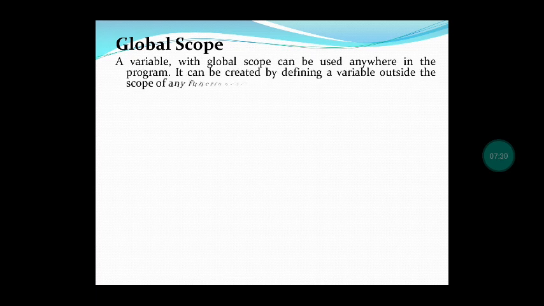Next, we will see about the global scope. The global scope can be declared or used anywhere in the program, and it can be defined outside the scope of any function. That is, within the program we can declare the global scope. Throughout the program you can use the global scope.